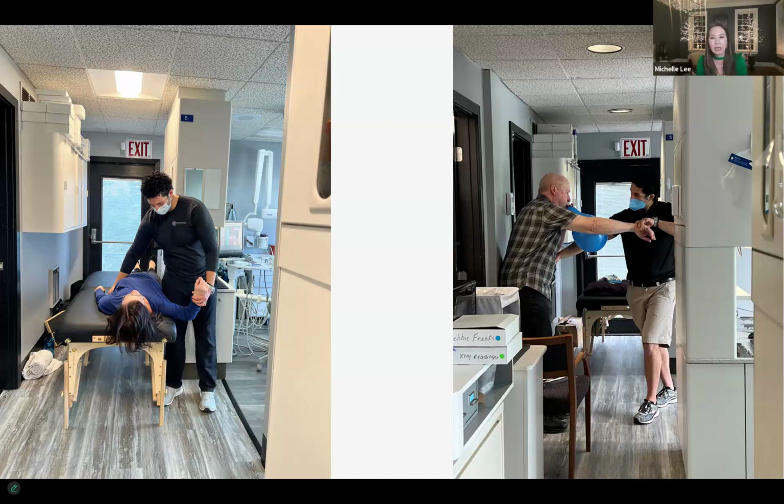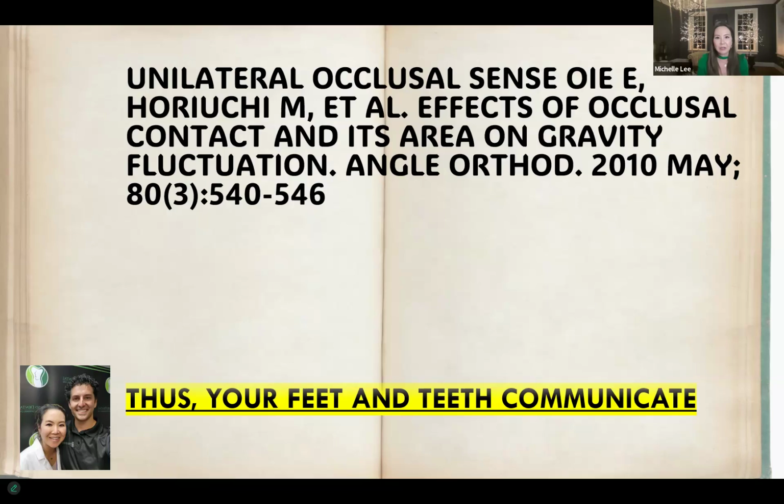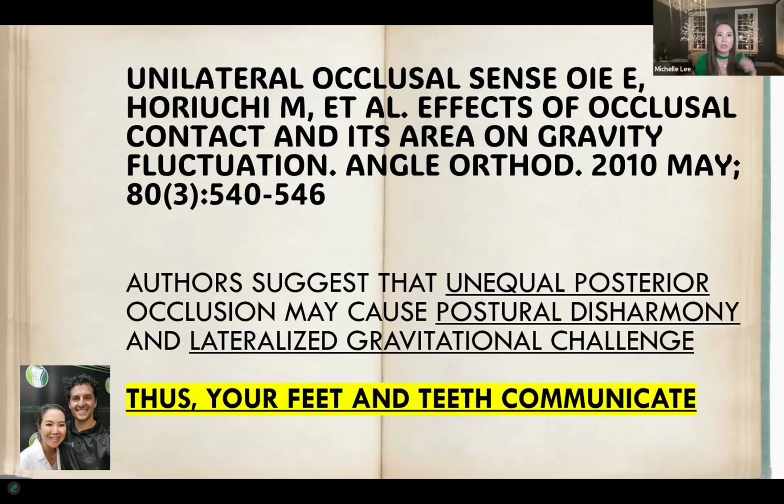I have a physical therapist who comes to my practice one day a month, and we collaborate together doing bite splint therapy. The most amazing piece is that we're talking the same language, about feet and teeth communicating. He shared an article with me saying an unequal posterior occlusion may cause posterior disharmony and lateralized gravitational challenges. Basically, however our posture is and however our teeth come together, our occlusion is important in treating the whole person.